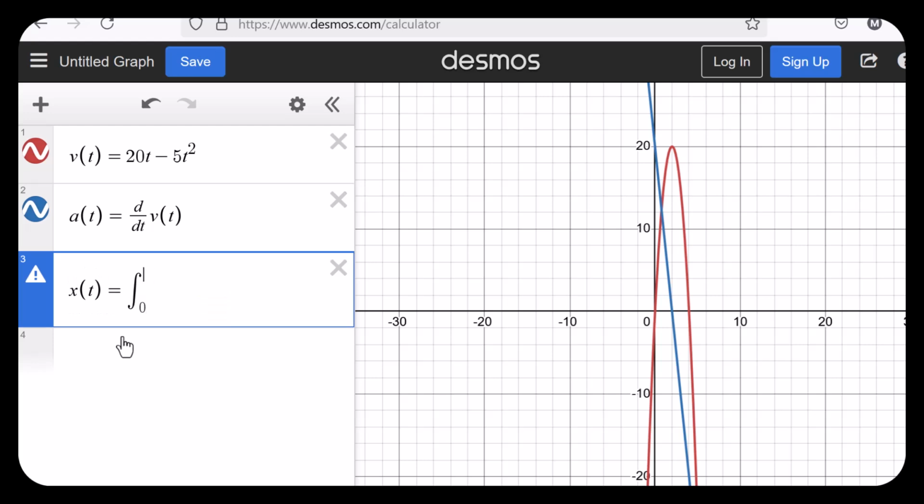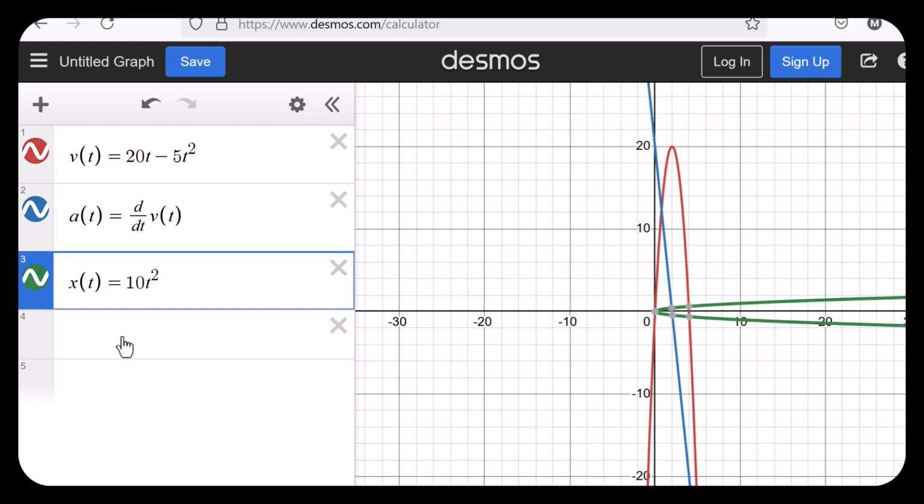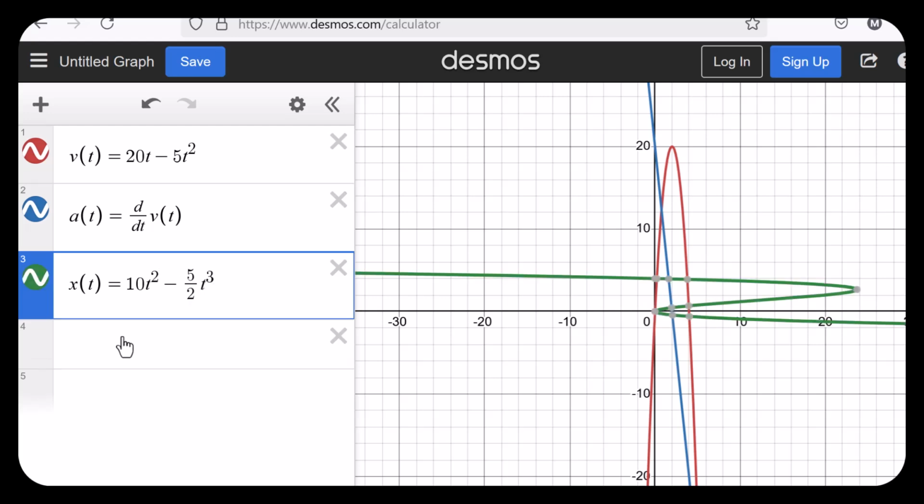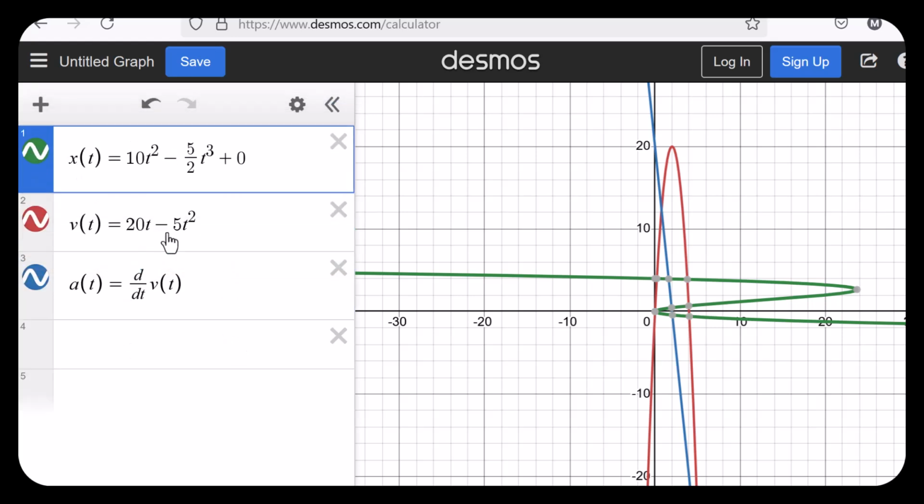From 0 to, I don't care, t of v of t. I never actually tried this. We're just going to see if it works. No. Okay, I'll just do it by hand. So it would be 10t squared minus 5 halves t cubed plus some unknown constant, which would be like your starting position. So we'll just say it starts at 0, right? If I take the derivative of this, do I get the thing below it? Oh no, this should be a 3.